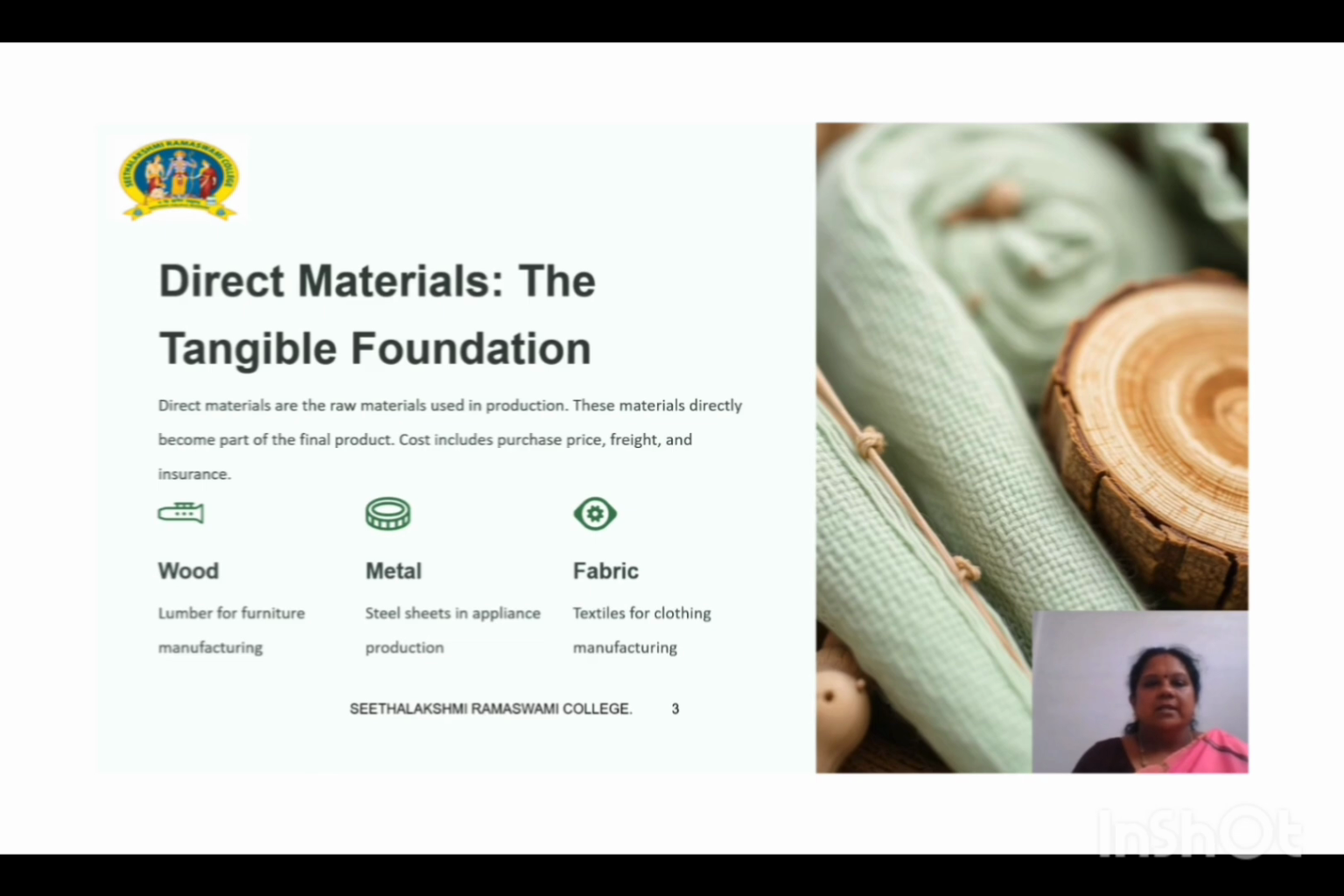First, we see the direct materials, the tangible foundation. So direct material cost is the material cost entering into and becoming constituent elements of a product or a saleable service. Thus, the materials which can be identified with units of output or service are known as direct materials. Example, wood, metal, fabrics. So cotton is used in the production of cloth, leather is used in the case of production of leather goods, and lime in the production of chalk are the examples of direct material.